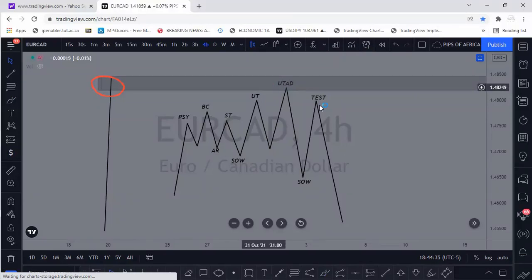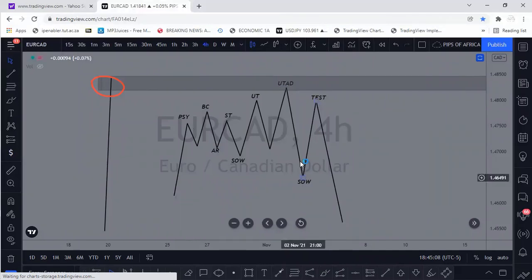interest, right? Now, from this zone, from this area here, we had the PSY. After the PSY, you had what? The buying climax. After that, we got the AR, automatic reaction, secondary test, sign of weakness, UT. After that, the push down, the push up, which is the final push, UTAD. Then the push down, which makes the sign of weakness, right? Which shows us that the market is ready to push to the downside.